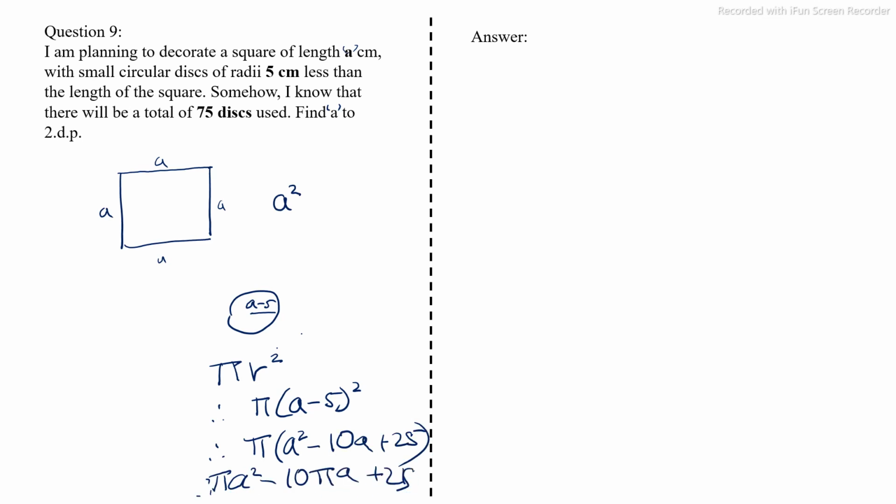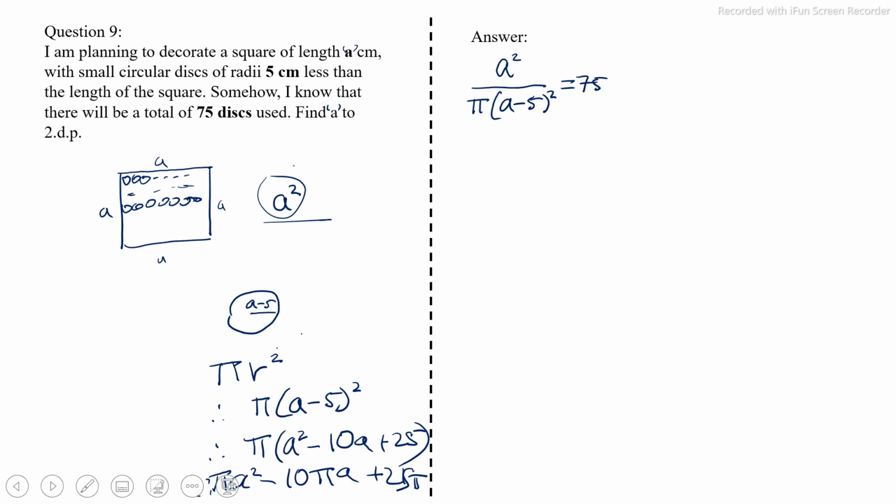Let's actually solve it over there on the answer page. Okay, so we know that the area is a squared, divided by pi times (a minus 5) squared. And we know that there will be 75 discs. The reason I'm doing this is because you have small discs all throughout the square. So the number of discs will always be the total area of the square divided by the area of one disc. So we can make this equation over here, and then we can solve for a. Because whenever there's an equation with one unknown, you know what to do.